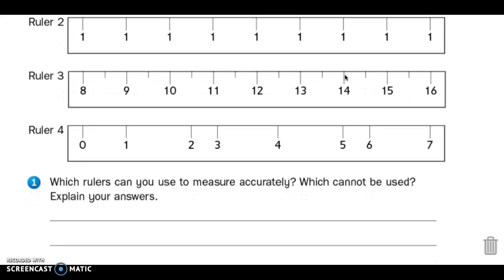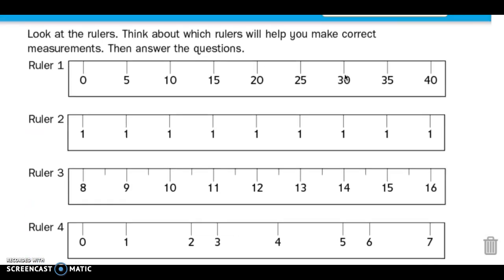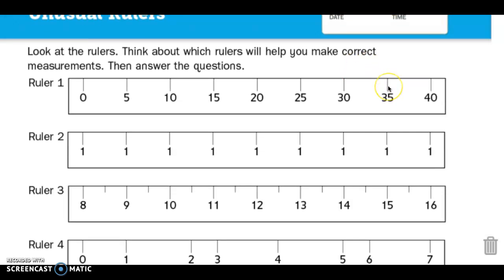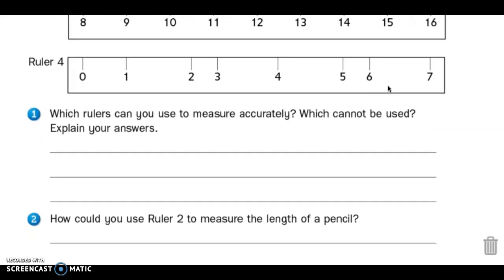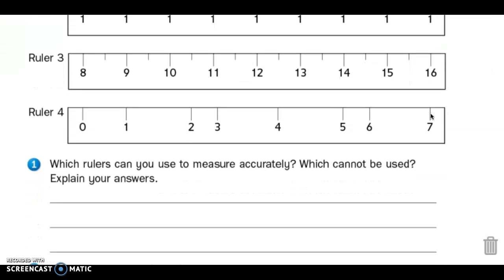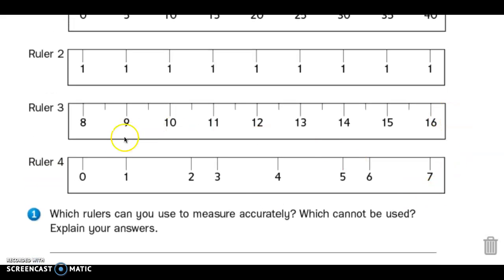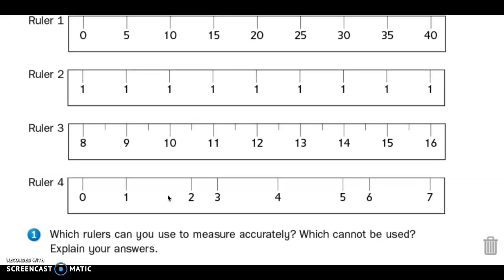Same line, same line. They have different numbers, but they have the same line. Okay, that one kind of lines up again. 35, 115 all hit, but oh, look at that, the next mark does not. And then the final marks all match up. So this is the only one that didn't have the same marks as the first 3. So which rulers can you use to measure accurately? Which cannot be used? Explain your answers.